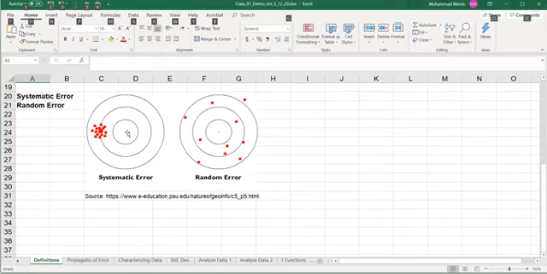Systematic error can usually be avoided, simply by fixing the device or eliminating the source of that systematic error. If you look at this type, this is called random error, and as you can see, it's all over.